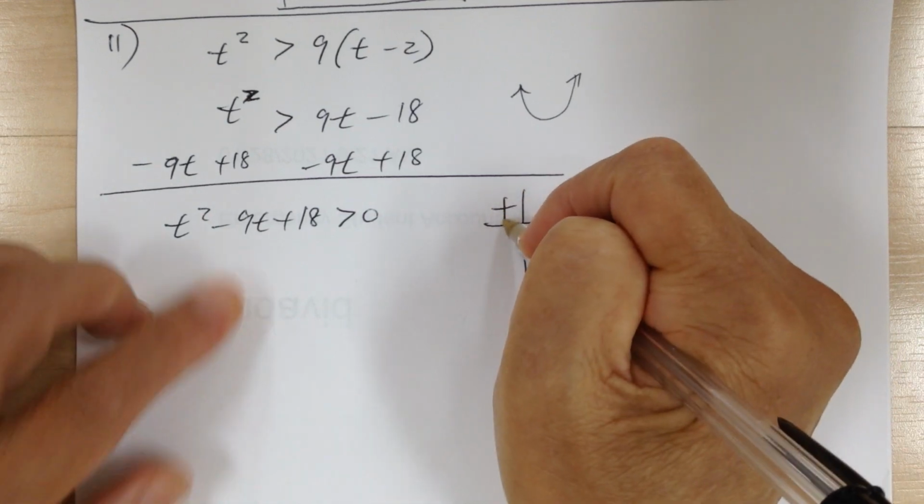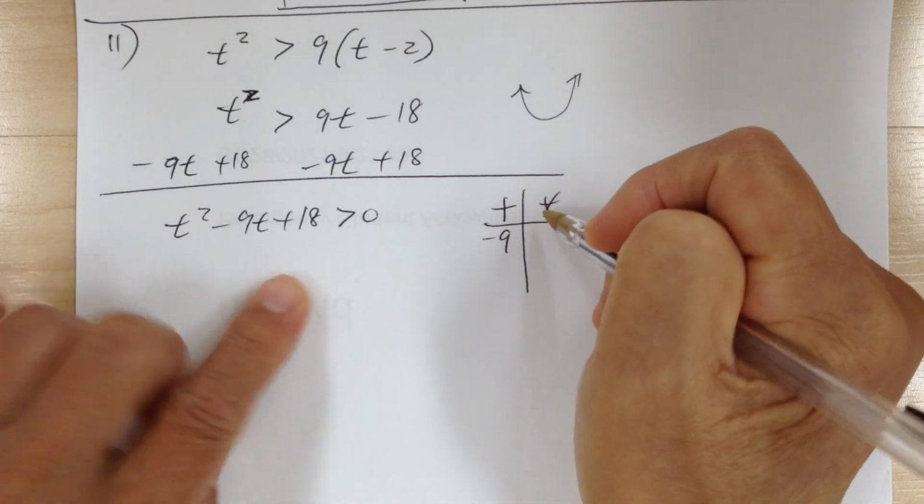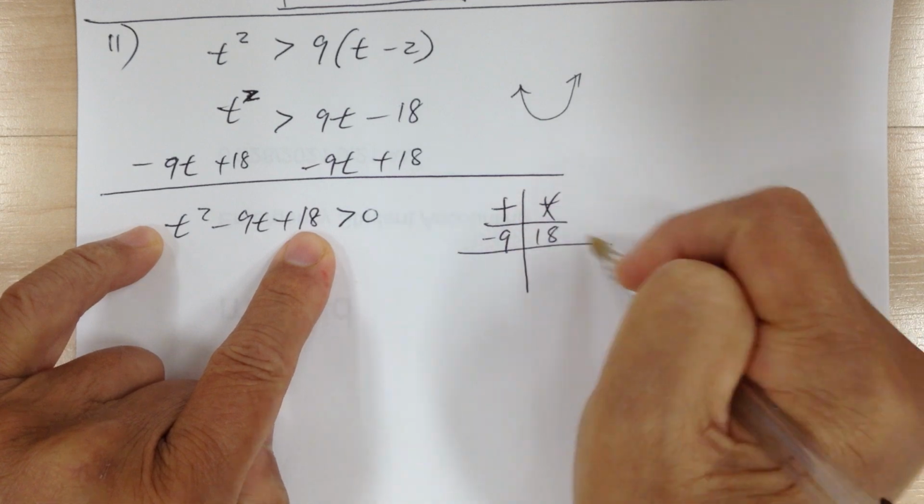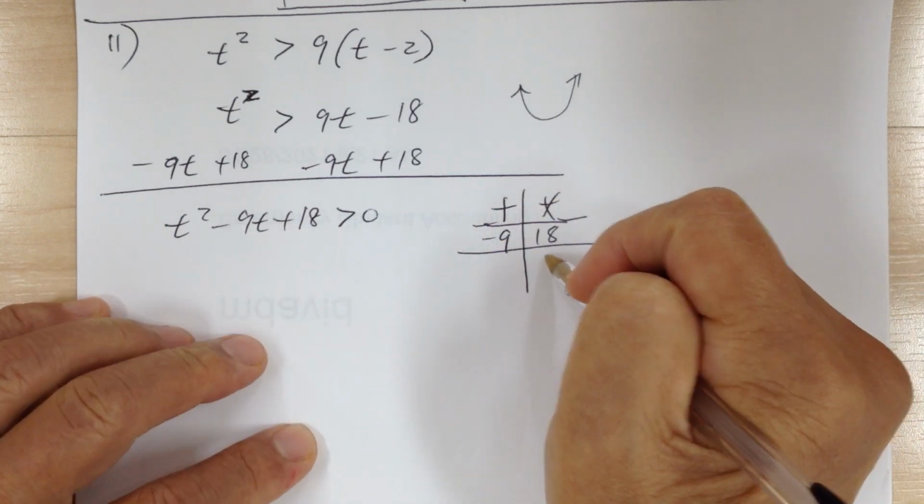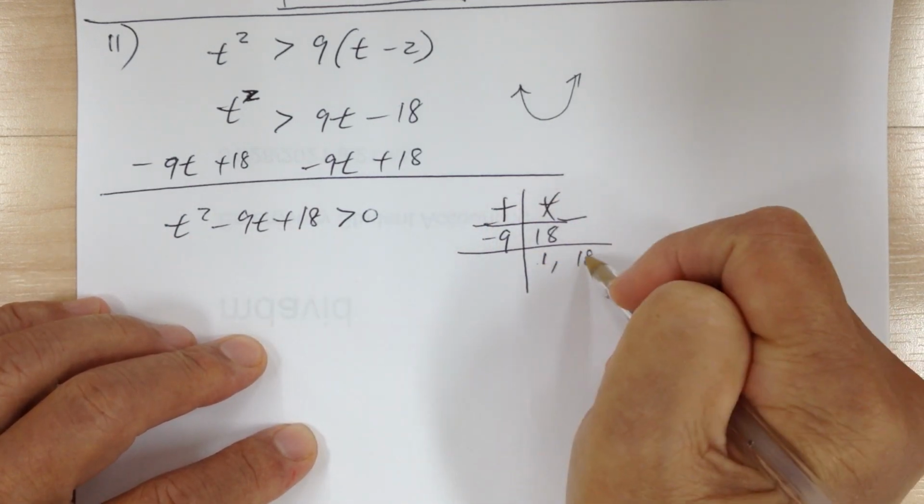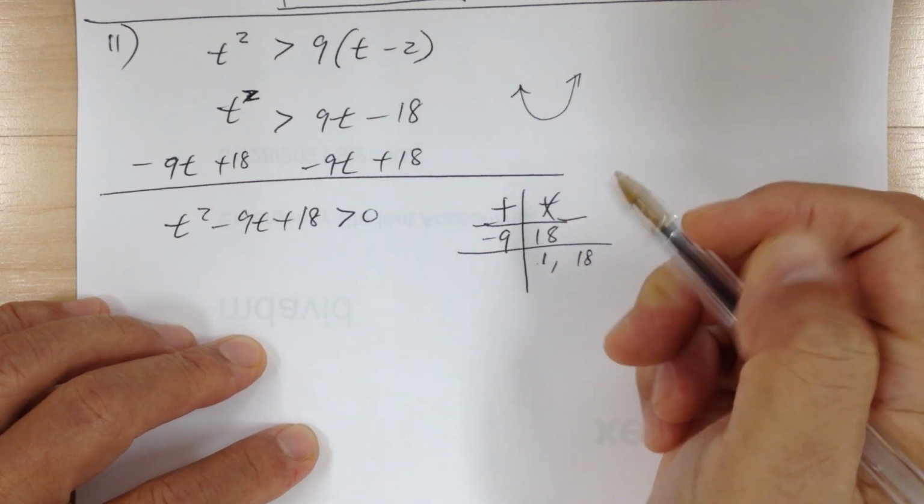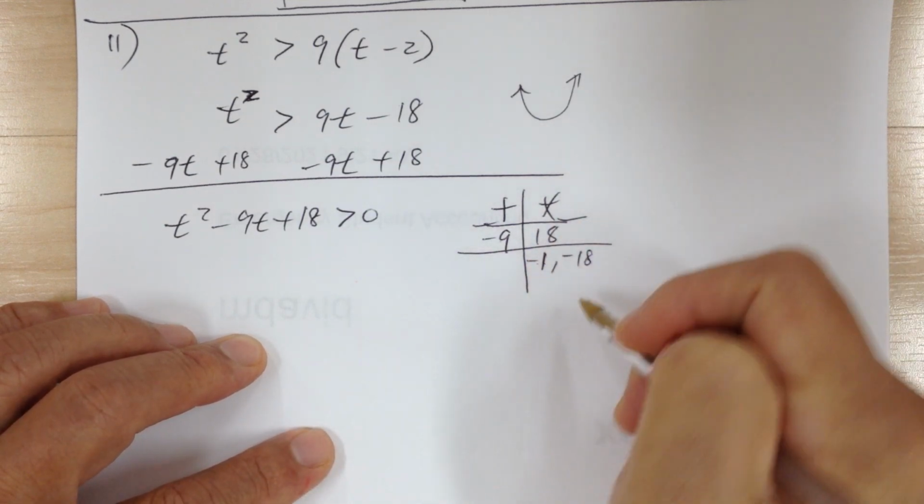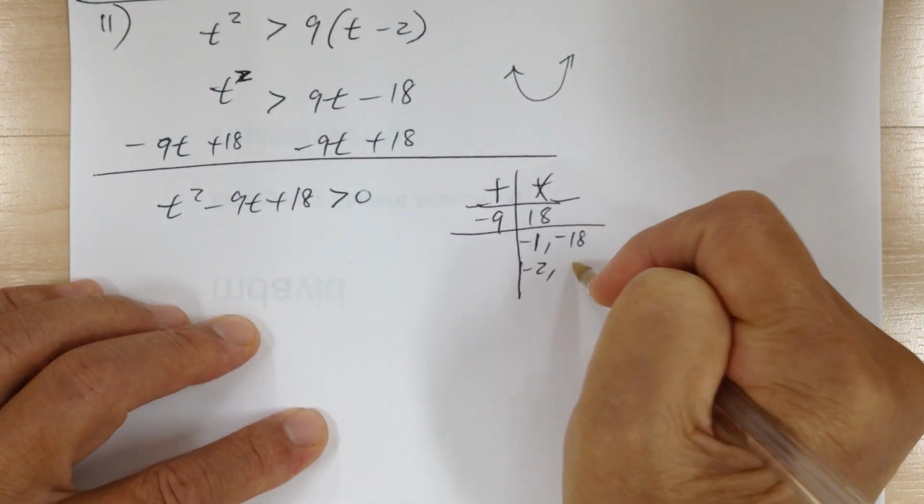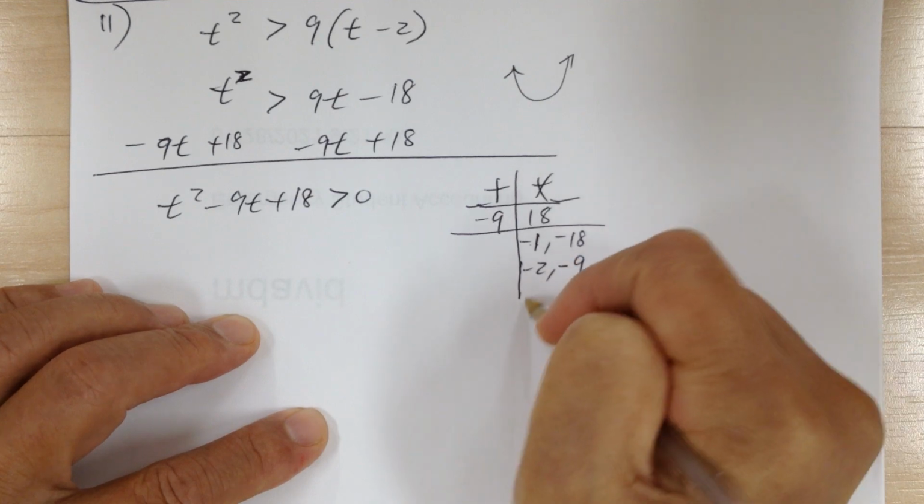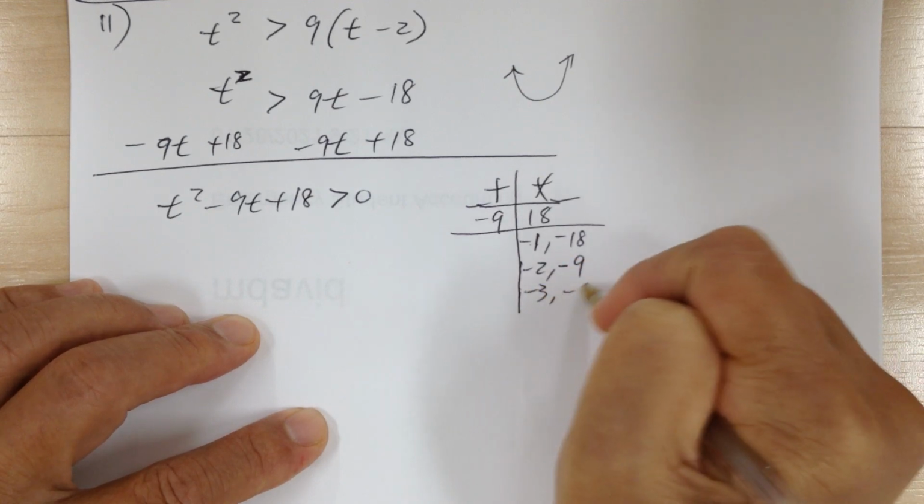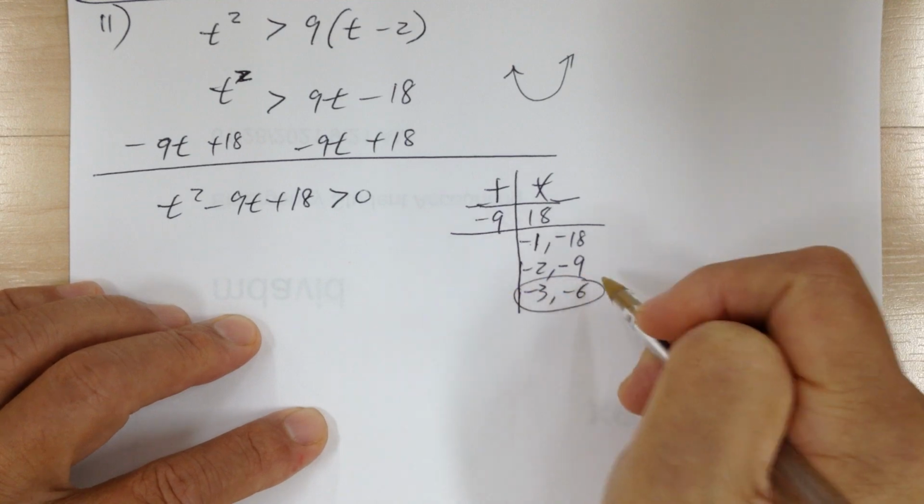So you have to add to get the negative 9. You have to multiply to get the 18. Okay. So if you start with 1 and 18, positive and positive will not add to get you the negatives. You have to use negatives. Okay, so negative 2, comma, negative 9, negative 3, comma, negative 6. Okay, so that's it.